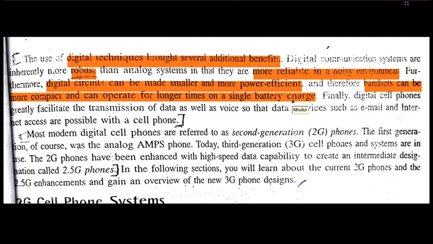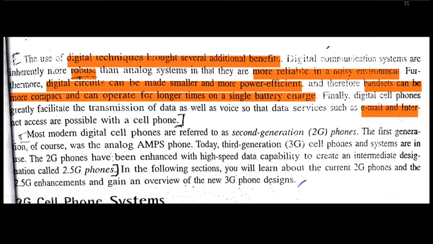Finally, digital phones generally facilitate the transmission of data, not only voice but data services like email and internet, which are easily accessible in a digital cell phone compared to AMPS. So if you are making a list, many advantages are there.